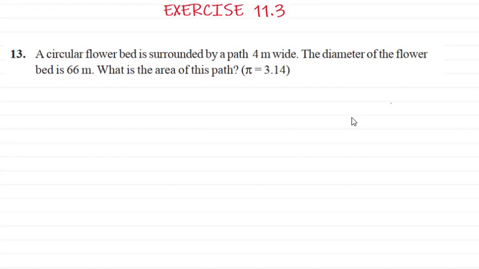Here the question is, a circular flower bed is surrounded by a path 4 meters wide. The diameter of the flower bed is 66 meters and you have to find the area of the path. So first let's understand this question.